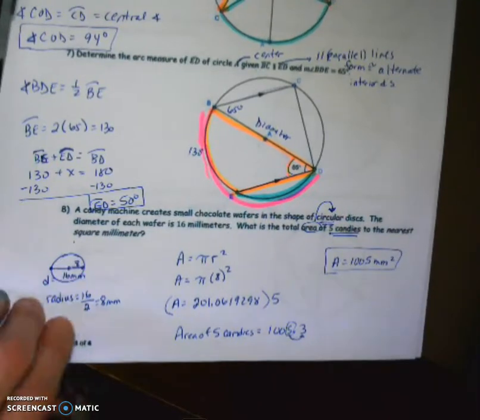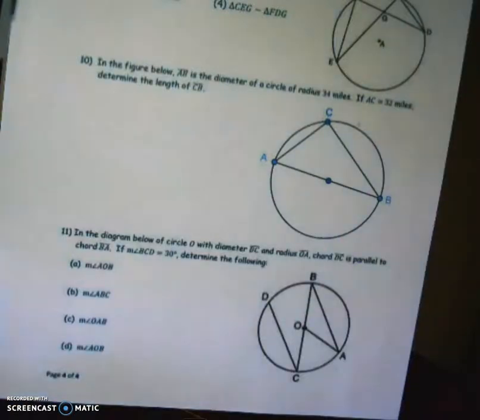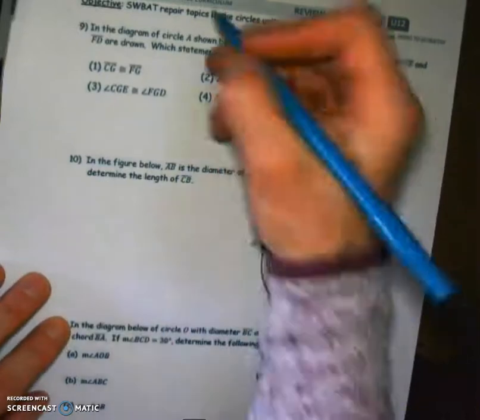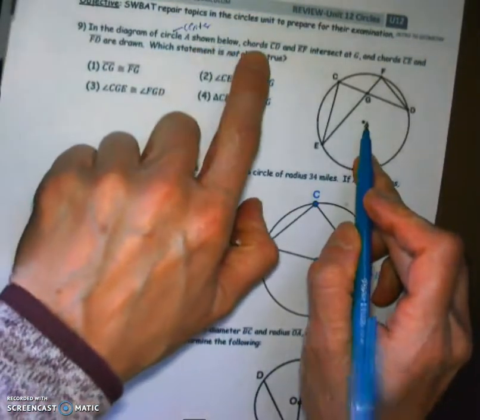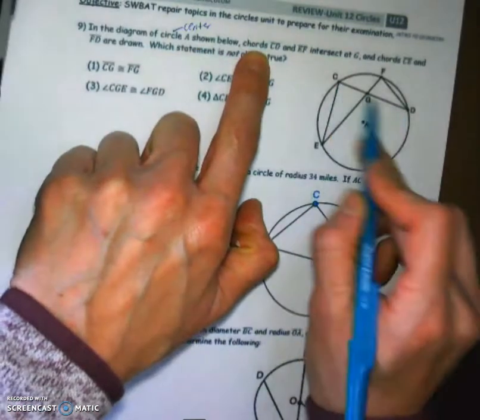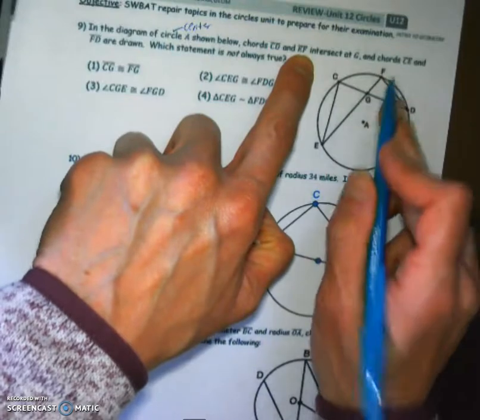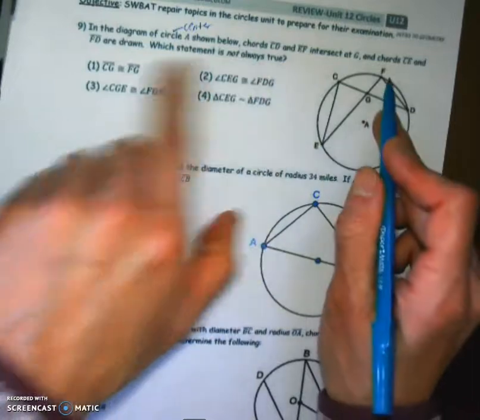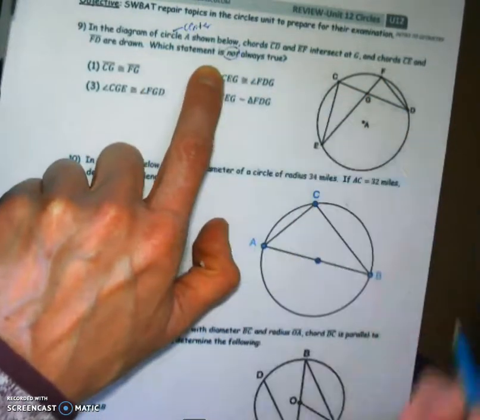Easy as pie. And now we are on to the last page. Number 9 is a multiple choice question. It says in the diagram of circle A, so remember A is going to be our center. Below, we have a chord CD, which is just a segment that touches a circle in 2 places, and chord segment EF, that's here. They intersect at G. Fantastic. And chords CE and FD are drawn. Which statement is not always true?